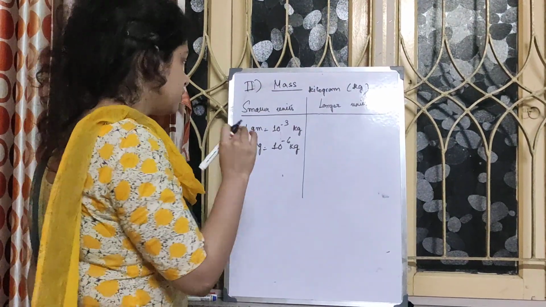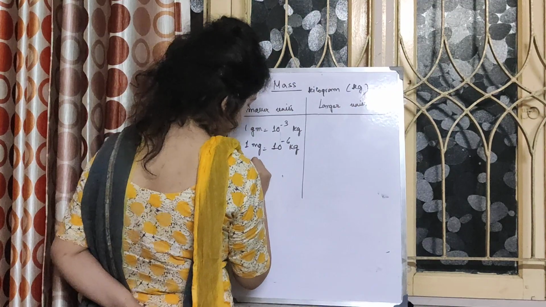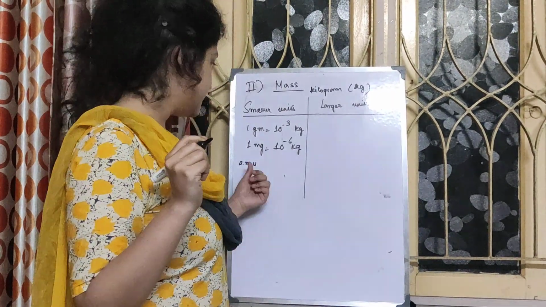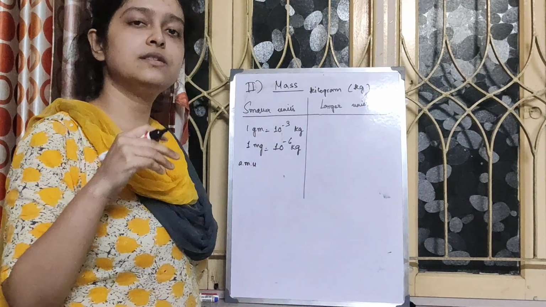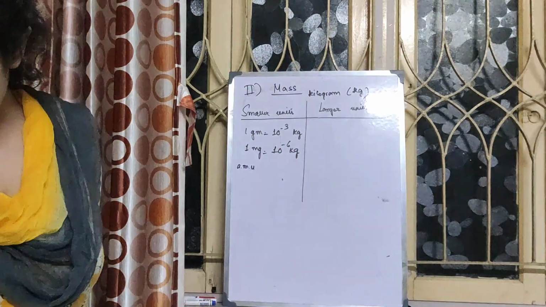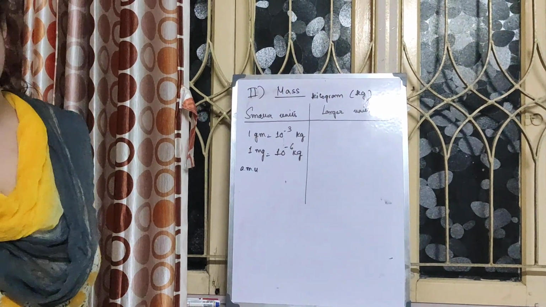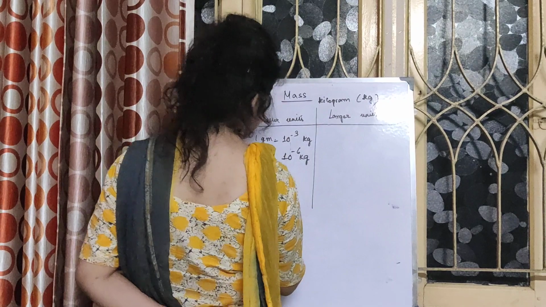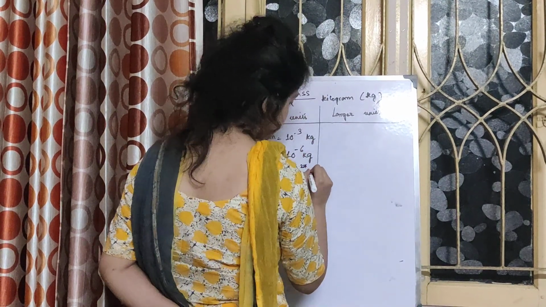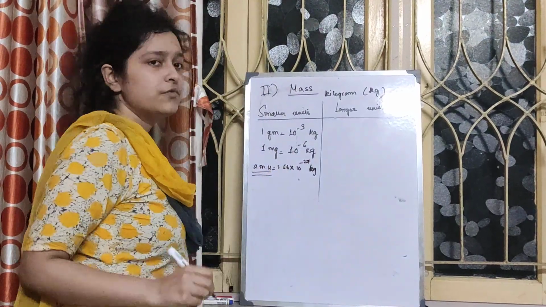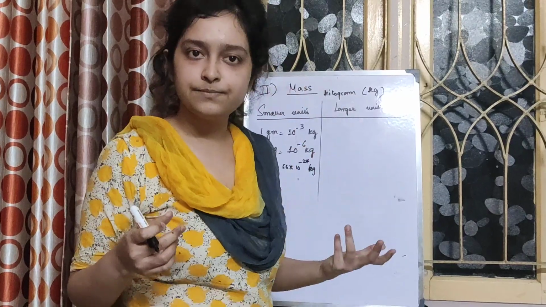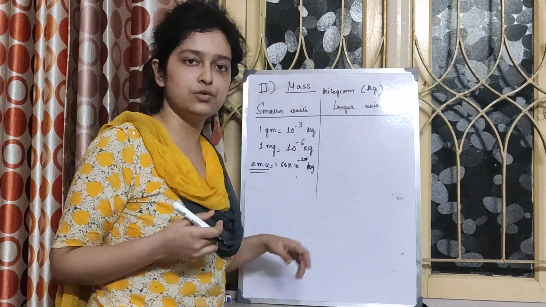Okay. Also you have the atomic mass unit. In chemistry you have learned this atomic mass unit. It is represented as AMU. It also has a value in kg, which is 1.66 into 10 to the power minus 27 kg. So where do we use this? When we are in chemistry, expressing the mass of any atom, we use this AMU unit.